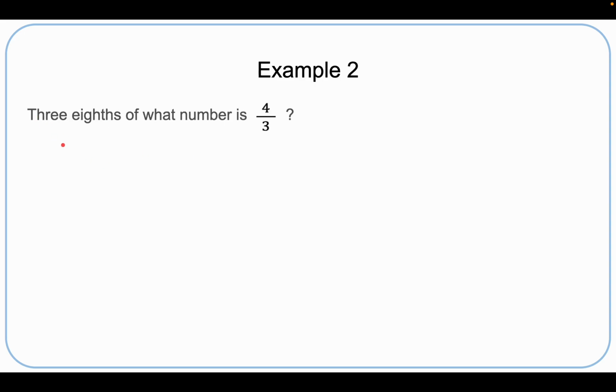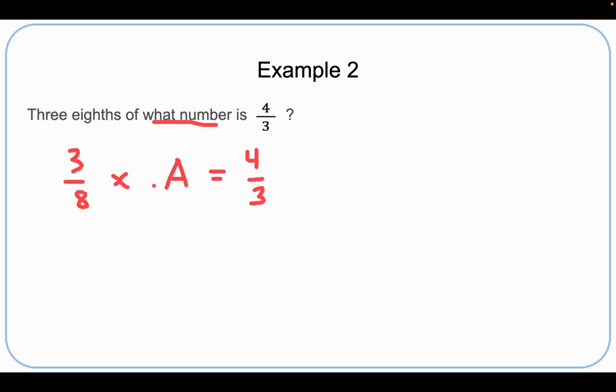Here's another example. 3/8 of what number is 4/3? So let's plug in the things we know. 3/8, there's our fraction. 3/8 of, the word of means multiply. What number? There's our unknown, what number? So we're going to put in a variable here. We'll put in a. Is, there's our equal sign, and then 4/3.